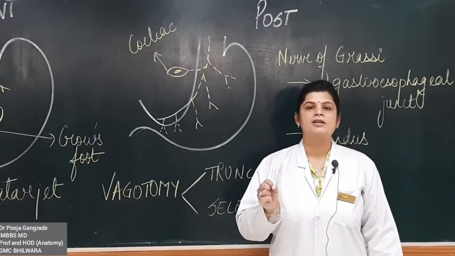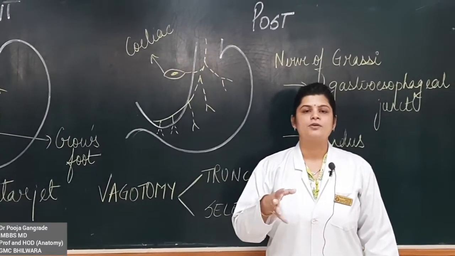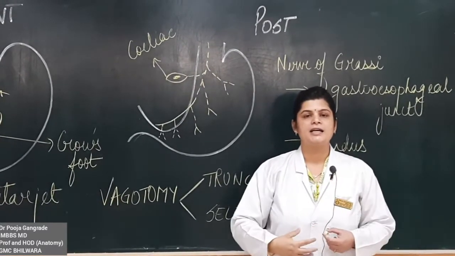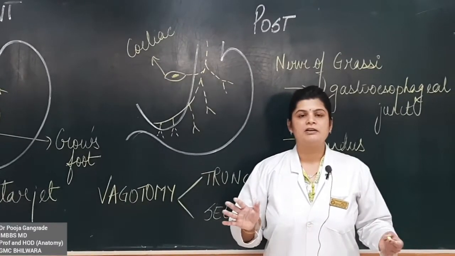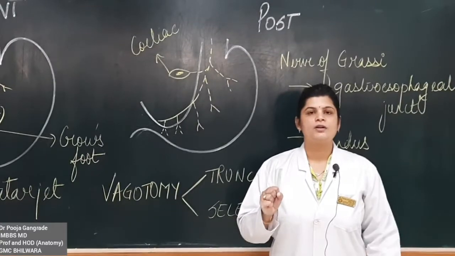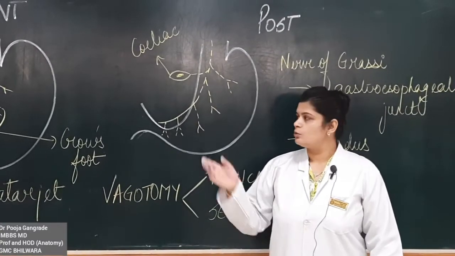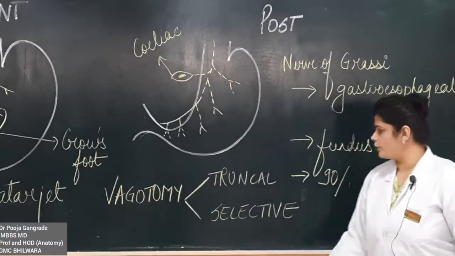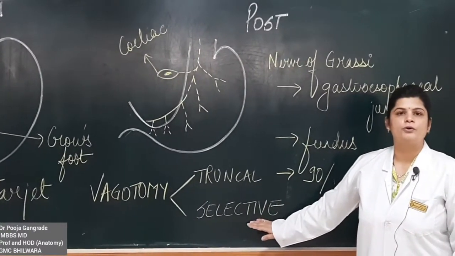Atonic मतलब contraction होगा ही नहीं. There will be no action of the musculature of the stomach. तो खाना जाएगा और वहाँ पे stasis हो जाएगा. There will be no action. There will be no mixing and churning. That is called atonic stomach. To avoid atonic stomach, what we now do is selective vagotomy.